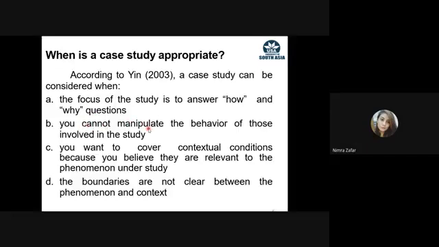You cannot manipulate the behavior of those involved in the case study. So in case study, the way anything exists, you just have to show it that way. You don't have to change that thing according to your own choice or your own views. So you cannot manipulate the behavior of the things. You just have to show the things the way they exist. You want to cover contextual conditions because you believe they are relevant to the phenomena under study.